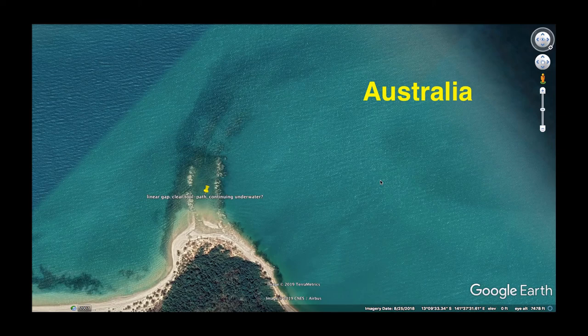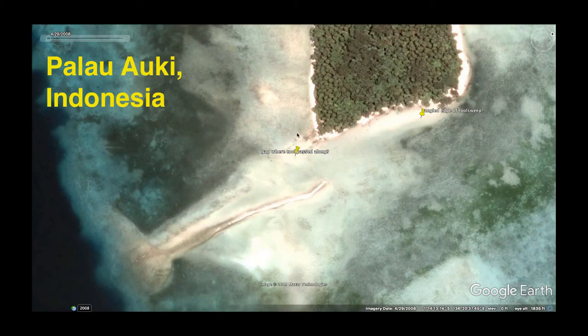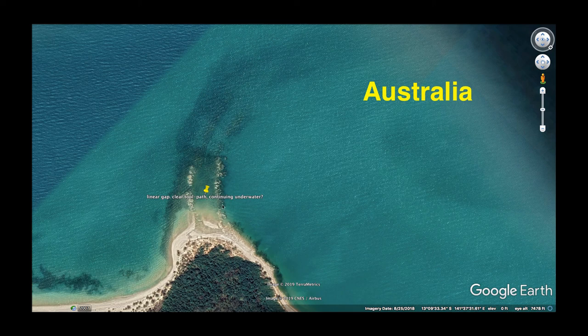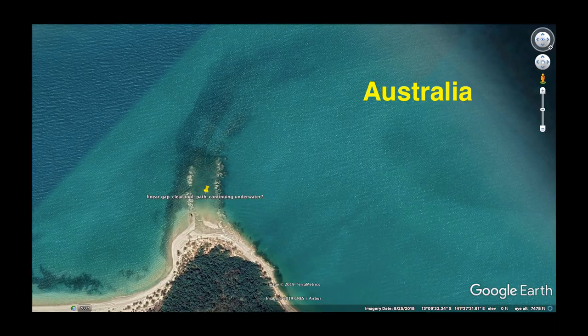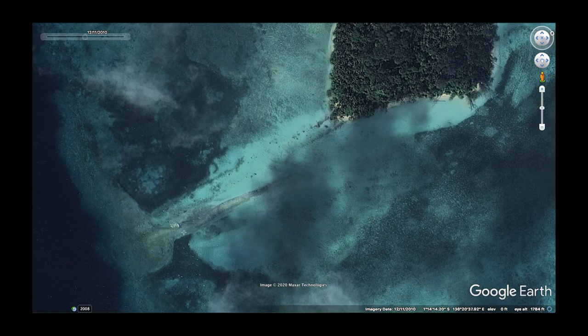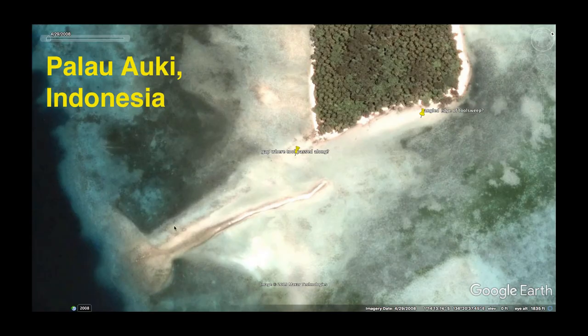Okay, let's pick up where we left off with this Australia example, recalling the similarity to this example in Palau Aki, Indonesia. So, raised edges of just solid rock. And this one in Palau Aki, here's a slightly different image, different year, 2010. And we see the raised edges, presumably stone or rock, or maybe coral, similar to this. And again, this one with this interesting object here, potentially, and possible other paths as well. But the idea is this is some kind of strange path, and another look at it.